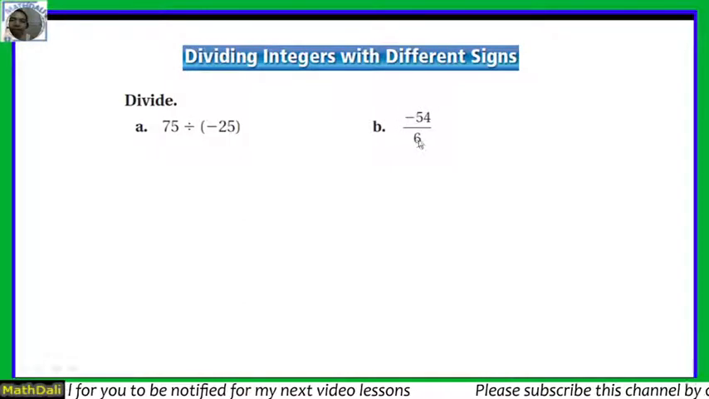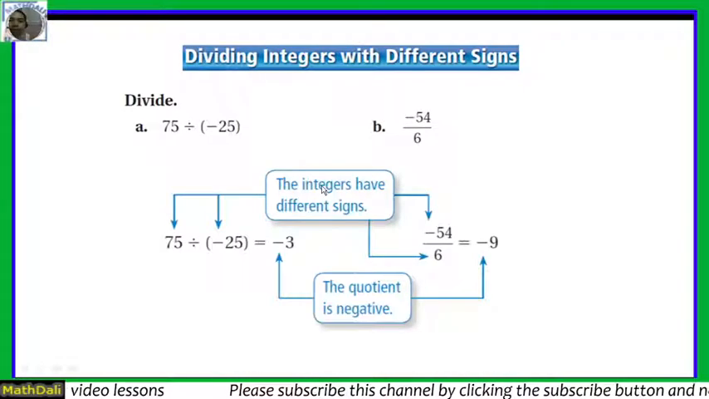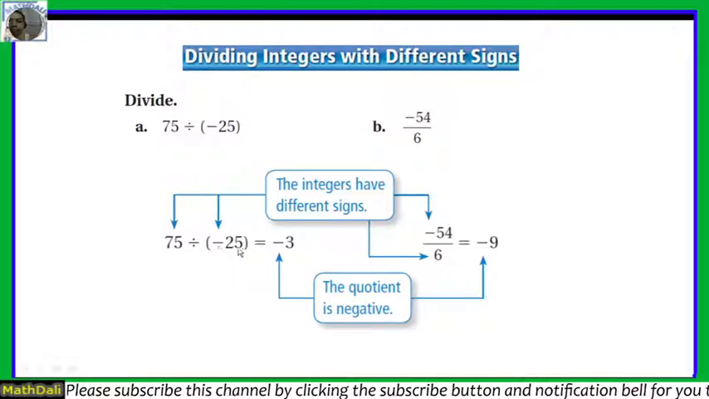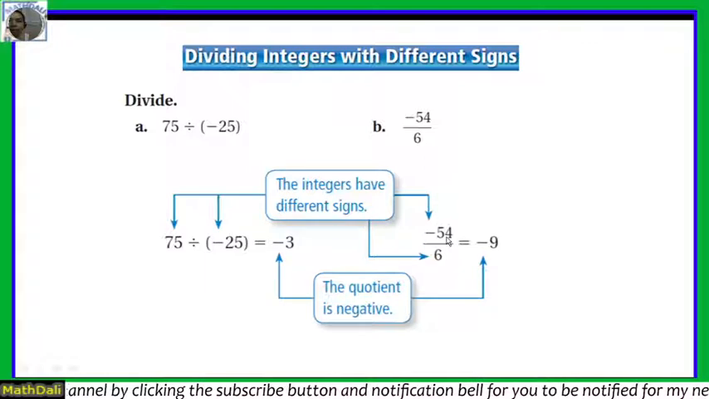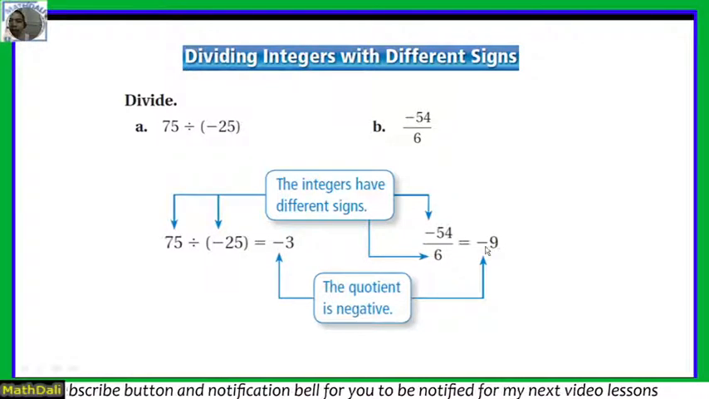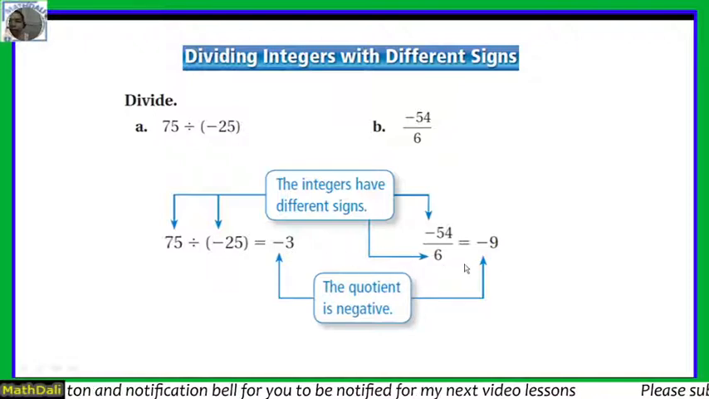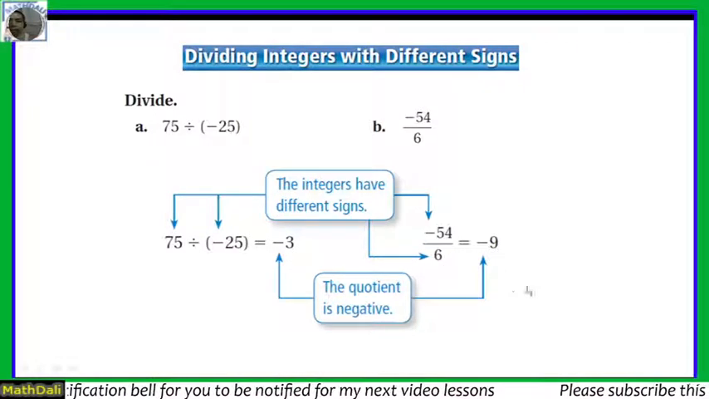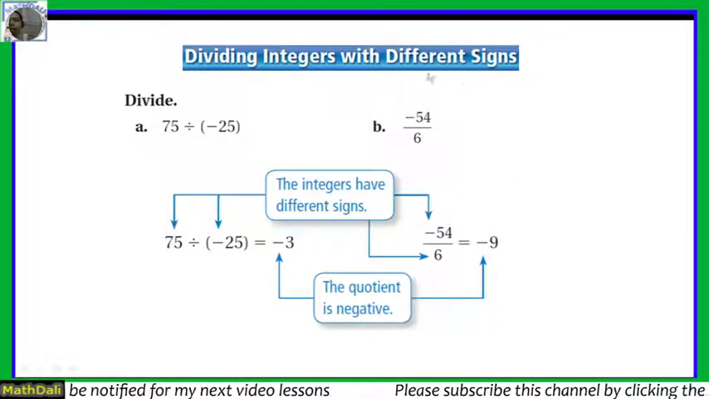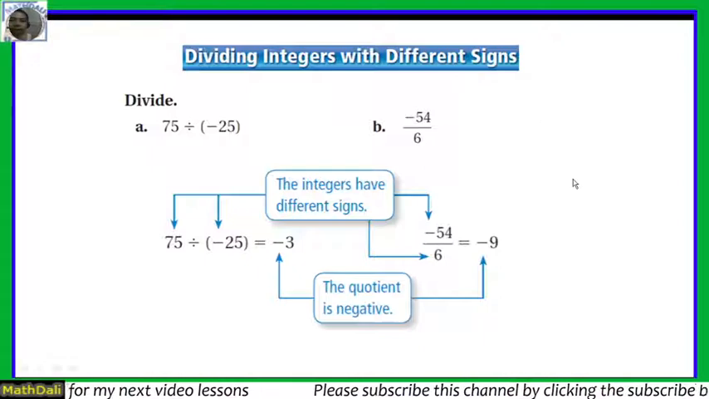Ito yung ating divisor. Ito yung ating dividend. Ang sagot niyan, tawag doon ay quotient. Okay, so 75 divided to negative 25. So magkaiba yung sign. Different sign. Dito naman, negative 54 divided to positive 6. Ang sagot niyan ay negative, negative 9. So the quotient is negative. Yan ay kung magkaiba yung sign ng dinidivide natin.